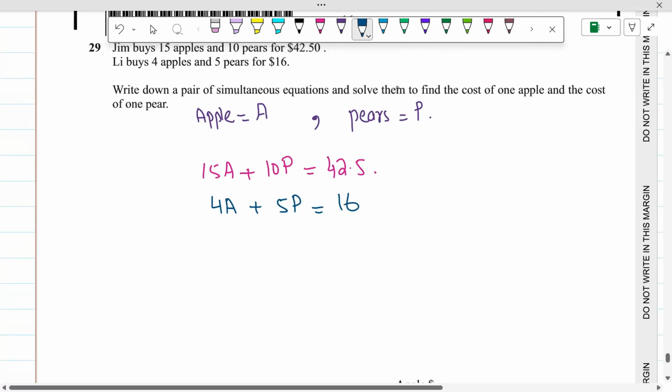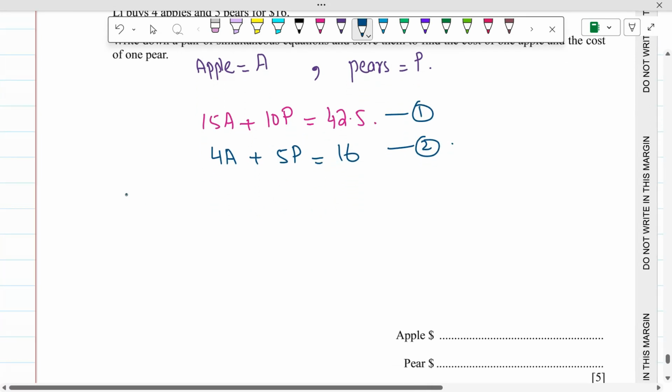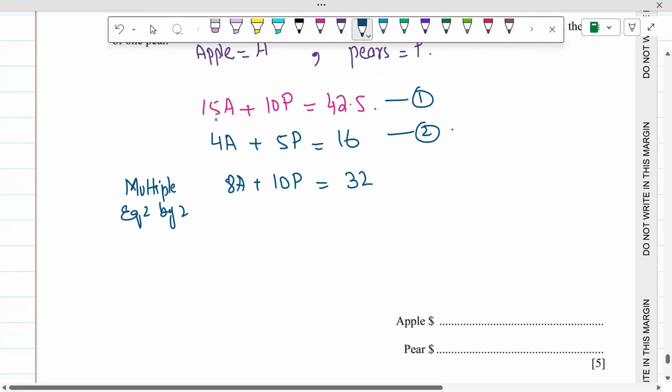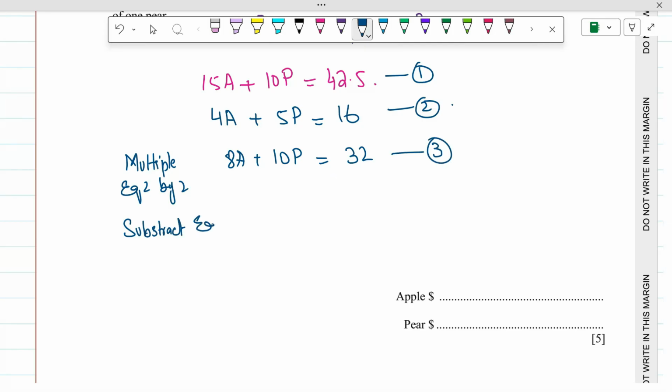Now we need to solve them simultaneously. So first, call this one equation 1 and this one equation 2. Multiply equation 2 by 2. So we will have 2 times 4 is 8A plus 2 times 5 is 10P, equal to 16 times 2, which is 32. Call it equation 3, and subtract equation 3 from equation 1.